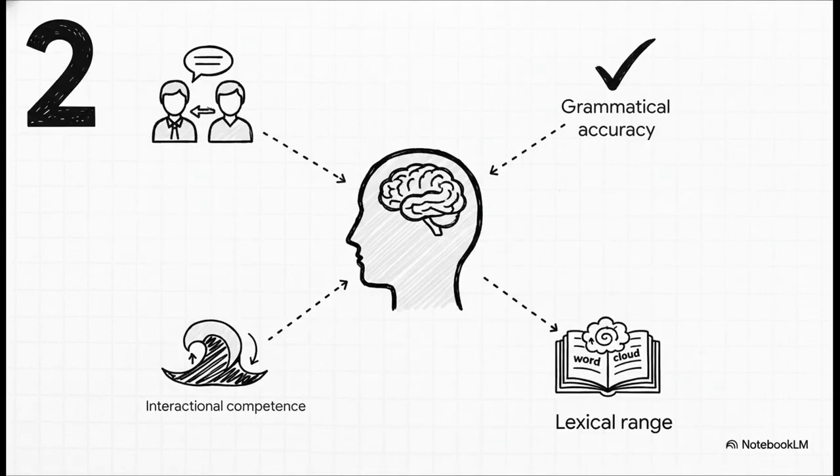Next up, we have to define the construct. Now, construct sounds a little jargony, I know, but it's simple. It just means, what specific skills are we actually looking for? You have to break it down. Are we listening for grammatical accuracy? Are we checking their vocabulary range? Are we watching how well they interact with someone? You can't measure something if you haven't clearly defined it first.